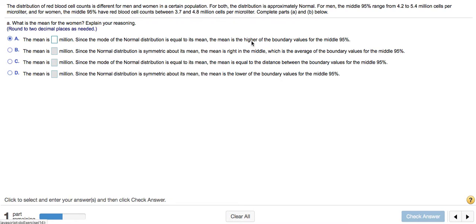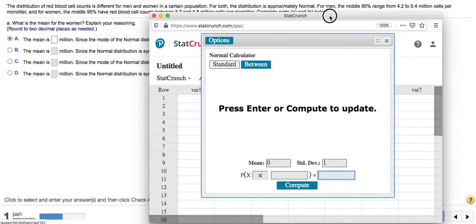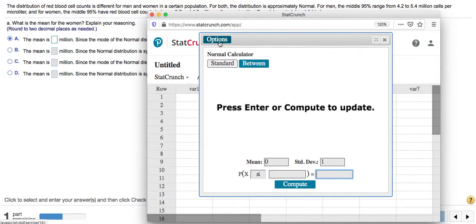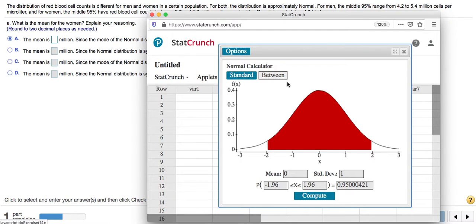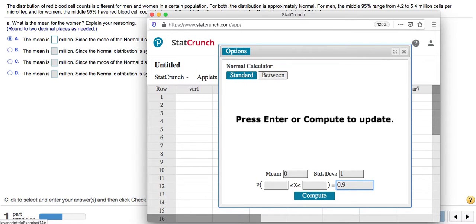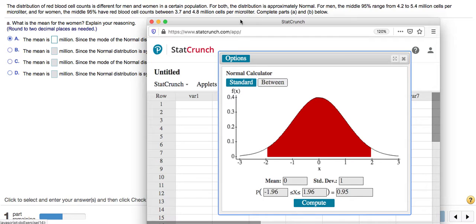What I'm going to do is, this is not really necessary for the problem, but just to illustrate what's going on, I'm going to look at a normal distribution and look at what it means to be the middle 95% of the data. So here, in StatCrunch, I opened up the normal calculator, and I'm going to click here where it says between. And you can use this to look at the middle 95% of the data. Like if you're working with a standard normal distribution, a mean of 0 and a standard deviation of 1, if I put in 0.95 here, that means the middle 95% of the data, it gives me this picture.